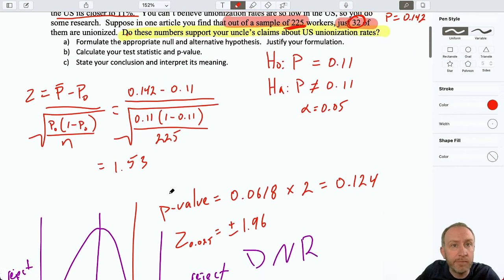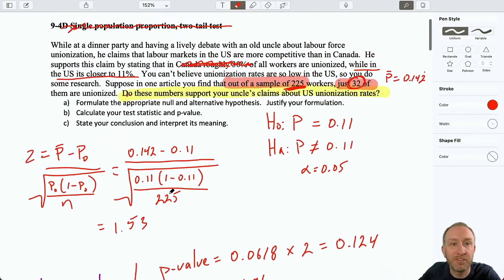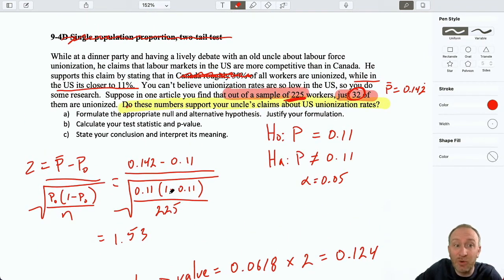What does it mean? Well, our evidence supports the null hypothesis. I don't have any evidence here to refute my uncle's claim. So the evidence in this case supports what my uncle is saying. I cannot say that the US unionization rates differ from the 11% that he is stating. Good? Okay, let's add on a bonus one here.